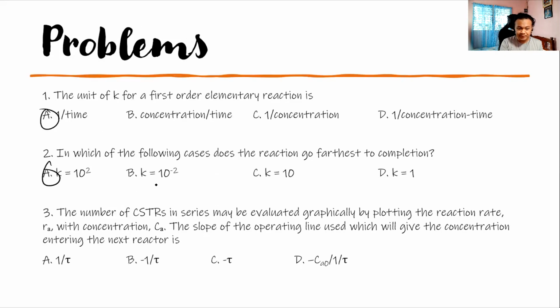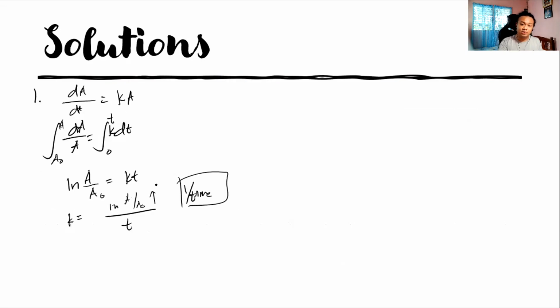And lastly, number 3 in this slide: the number of CSTRs in series may be evaluated graphically by plotting the reaction rate RA with concentration CA. The slope of the operating line, which will give the concentration entering the next reactor, is... we are given the choices. So how do we solve this analytically?